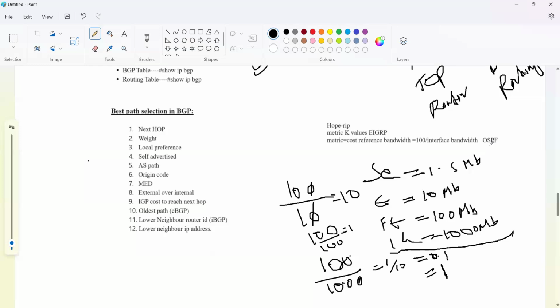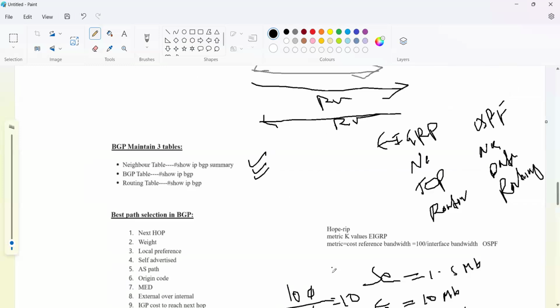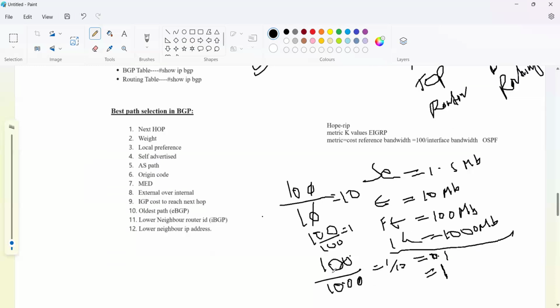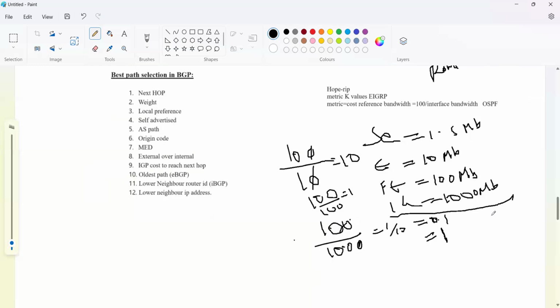But in BGP, path selection is based on next hop, weight, local preference, and path manipulation is based on these also. That is the reason BGP is a path vector routing protocol. Got it? If you understood, we'll move to the lab now. I'll stop the recording.